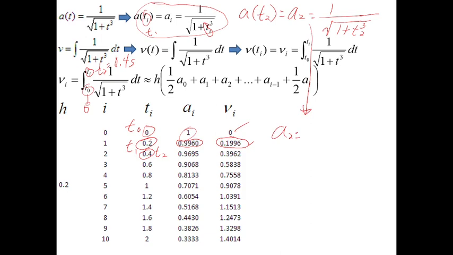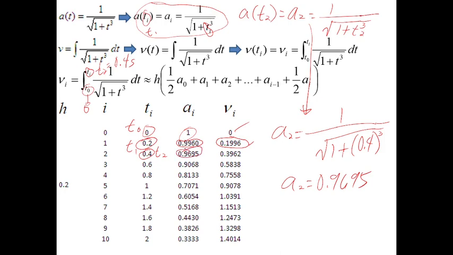So that is 1 over the square root of 1 plus 0.4 cubed, no? So let's see. I'm using my calculator now. So we get 0.9695. So there we have that.